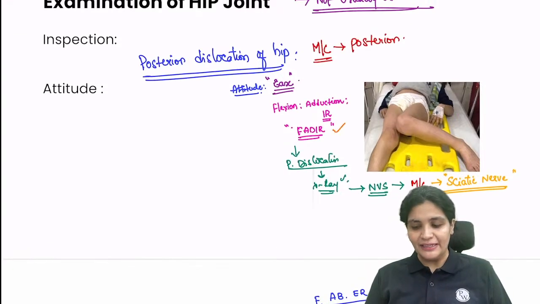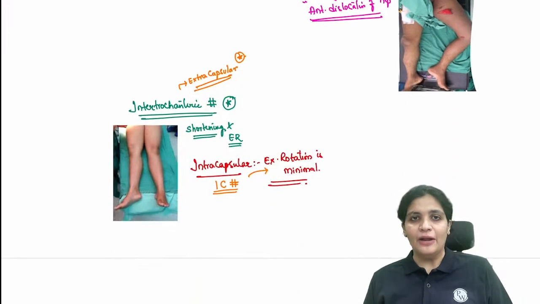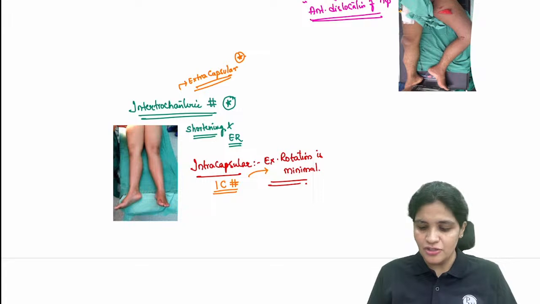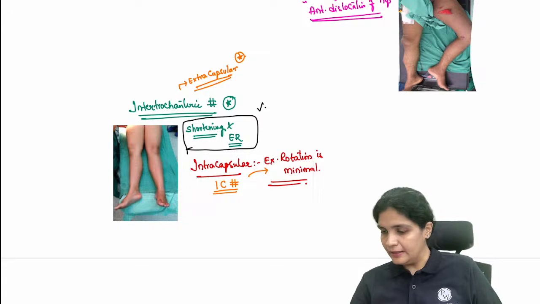Understood? So these are the three important attitudes which you have to remember in case of the hip joint. One is your FADIR, that is flexion, adduction, internal rotation. The second one is the FABER for the anterior dislocation of the hip. And whenever it is an IC fracture or an IT fracture, it is nothing but shortening plus external rotation, right? So these are the three.